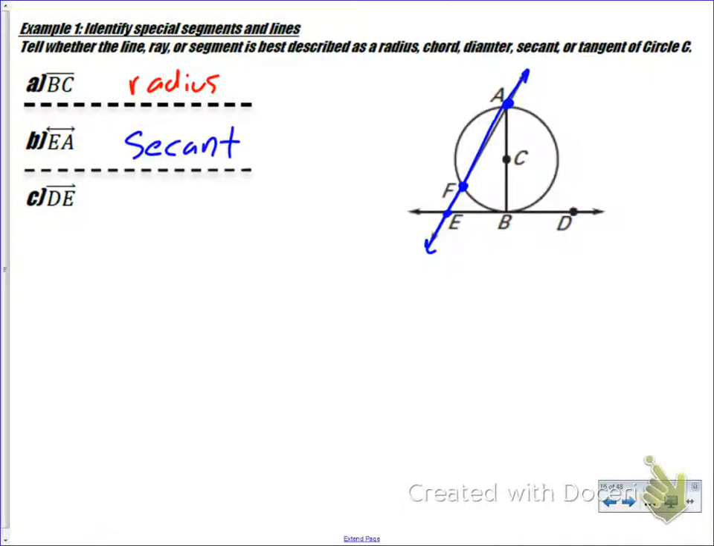And last, we have ray DE. So ray DE starts right here and goes to the left through points B and D. Again, this is outside the circle, so it's either going to be a secant or a tangent, so we're looking for points of intersection. It has 1 point of intersection with the circle, which is point B, so this is going to be a tangent.